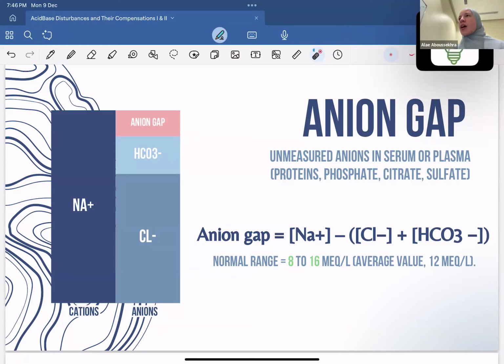It's basically any unmeasured anion in the serum or plasma, like proteins, phosphates, lactate, citrate, sulfate. All of these, they're unmeasured, and they're what represent the anion gap. So yeah.